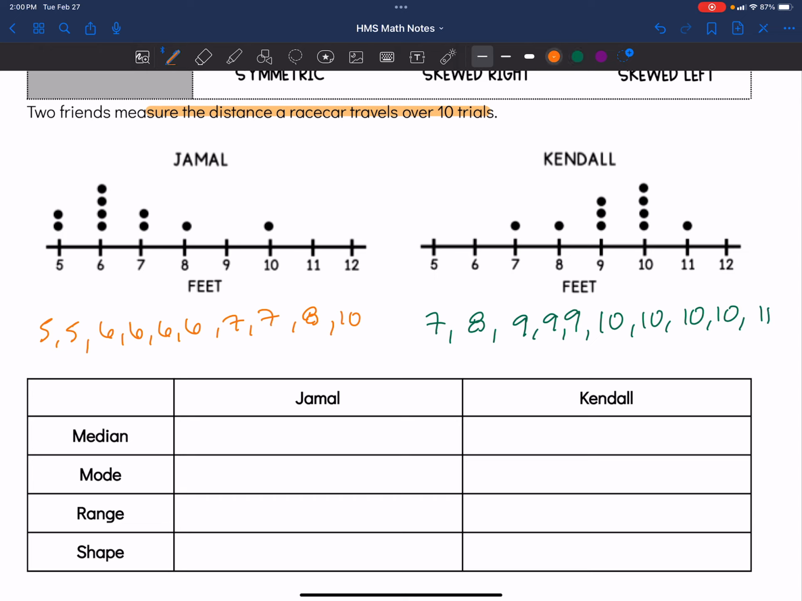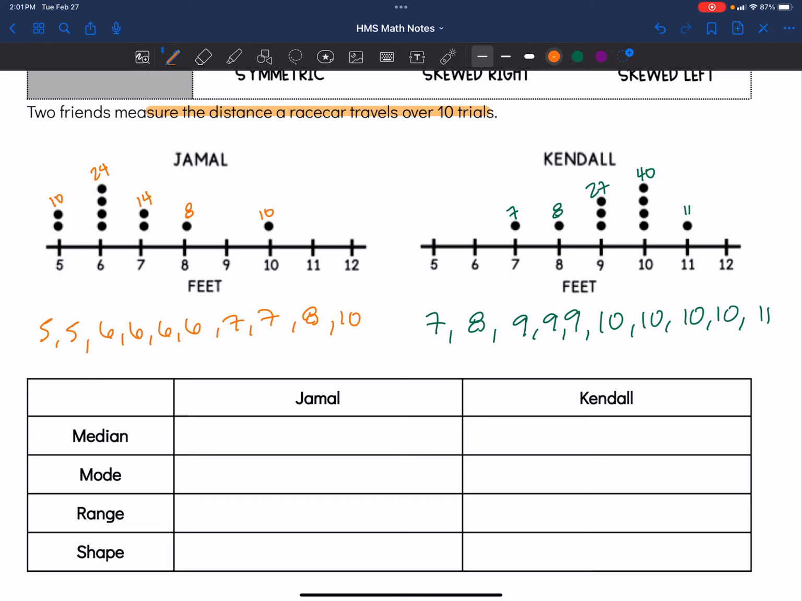Okay, I'm also gonna do some quick mental math. If I have 2 fives together, that makes 10. If I have 4 sixes, 4 times 6 is 24. 2 times 7 is 14, and I know that's 8, and I know that's 10. Same thing with Kendall's. Another 7, that's 8. 3 times 9 is 27. 4 times 10 is 40. It'll just make doing math later on easier if I can quickly do the math now.